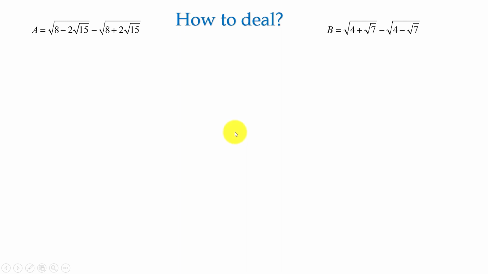Today I have one exercise, as on screen. We have expression A equals square root of 8 minus 2 square root 15, minus square root of 8 plus 2 square root 15. And expression B equals square root of 4 plus square root 7, minus square root of 4 minus square root 7.